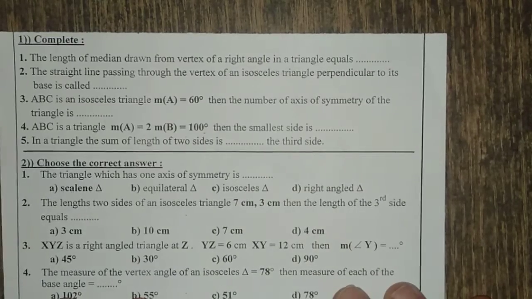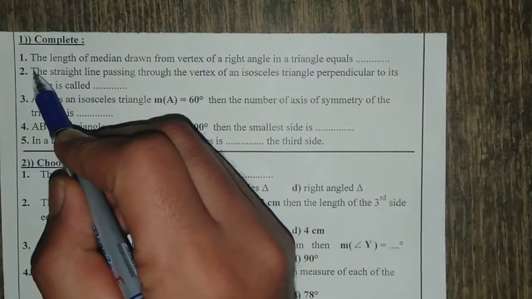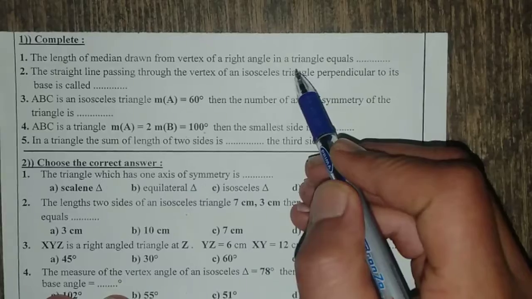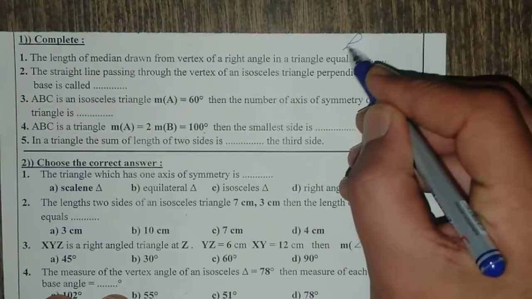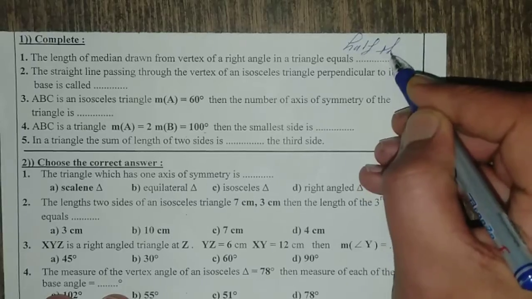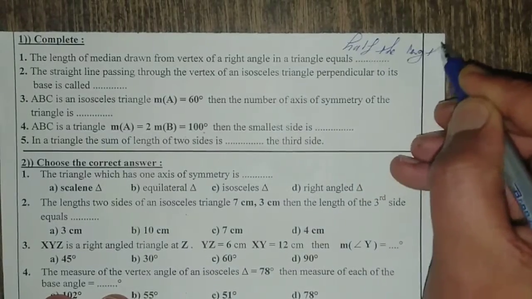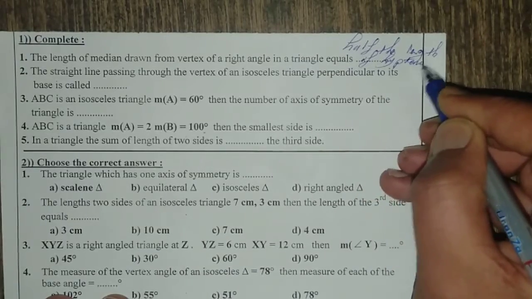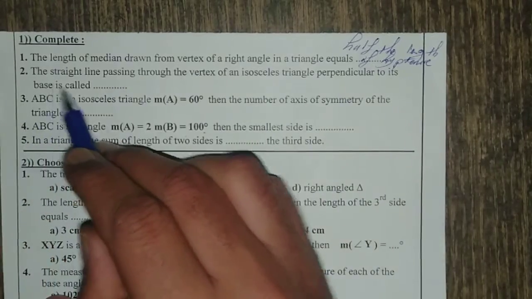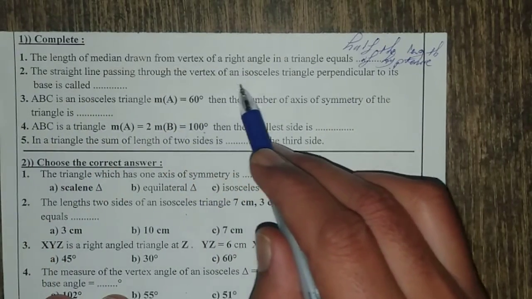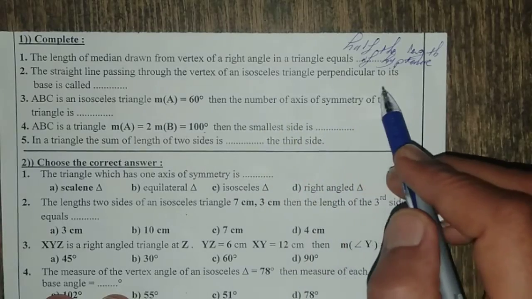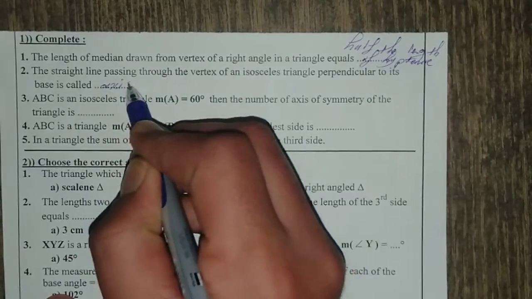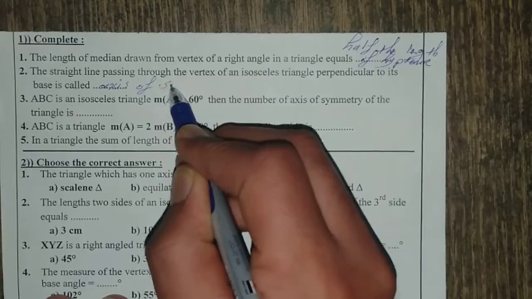A third sheet. Number 1, complete. The length of the median drawn from the vertex of the right angle in a triangle equals half the length of the hypotenuse. Number 2, the straight line passing through the vertex of an isosceles triangle perpendicular to its base is called the axis of symmetry.